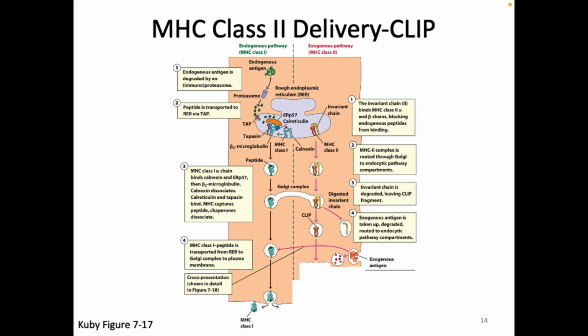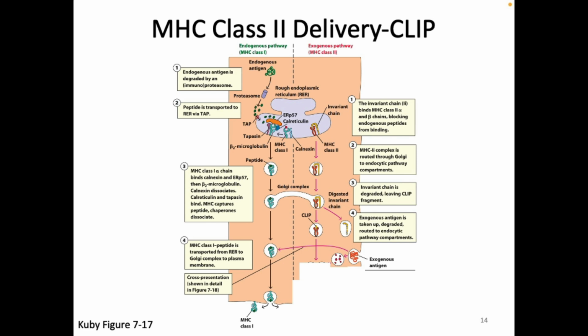And I know this is redundant, but why is that a problem? Yeah, Jonah. Because class 2 with a peptide in it is really stable. And so somehow we have to get this stable complex to get rid of CLIP and now get one of these peptides in the peptide binding cleft.